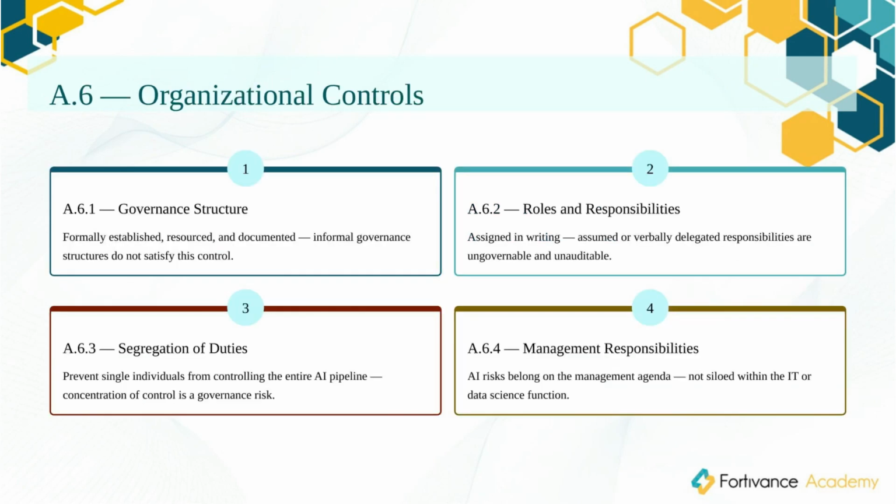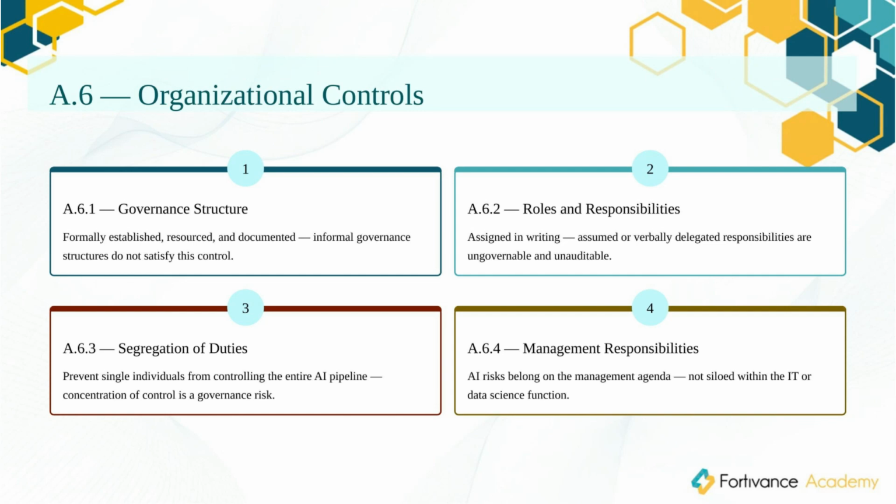A.6 covers 4 controls that define your governance architecture. A.6.1 requires a formally established AI governance structure, not an informal understanding of who oversees AI, but a documented, resourced, and operating governance model. The evidence includes the terms of reference for your AI governance committee, the attendance records for committee meetings, and the decision log from those meetings.